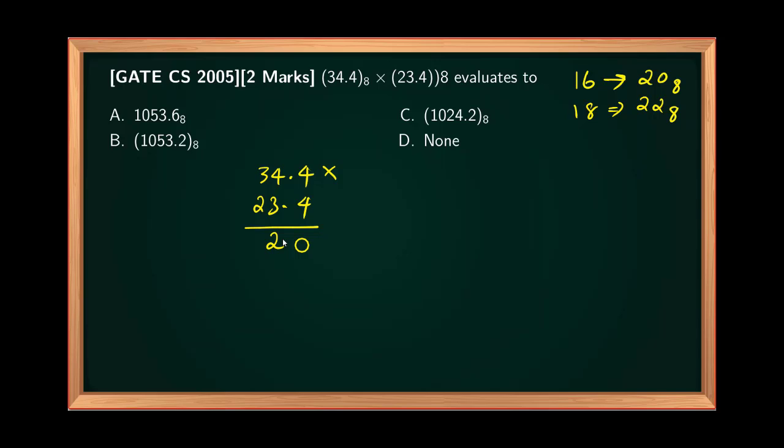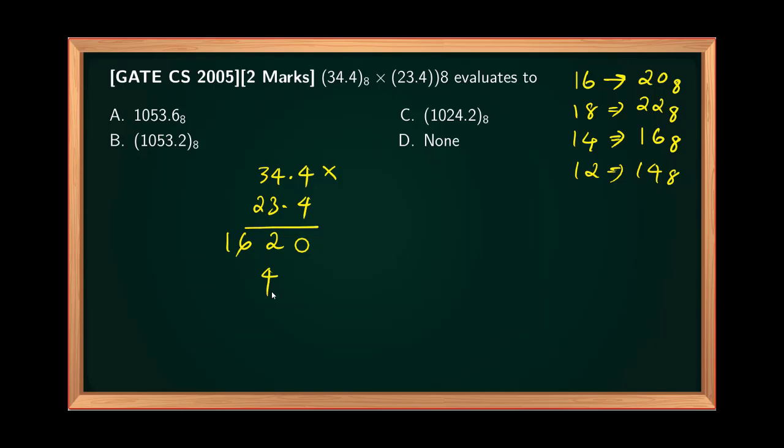4 into 3 12, 12 plus 2 14. 14 decimal is 16 base 8. So I should write 16. 3 multiplied by 4 12. 12 is equivalent to 14 base 8. So I should write a 4.